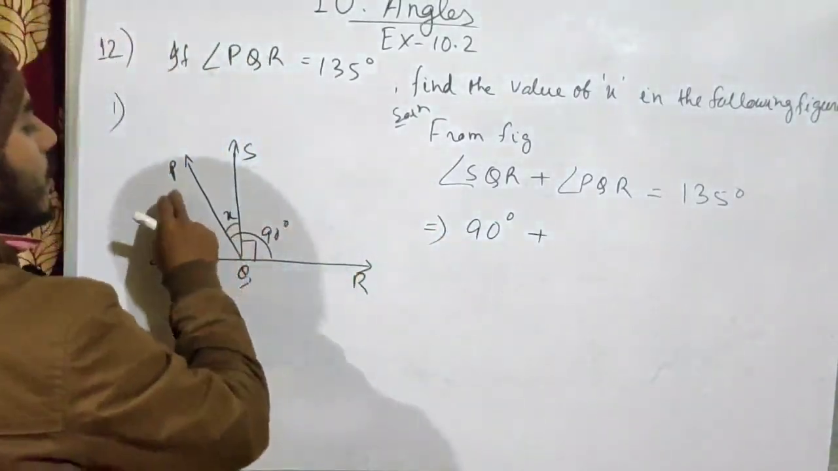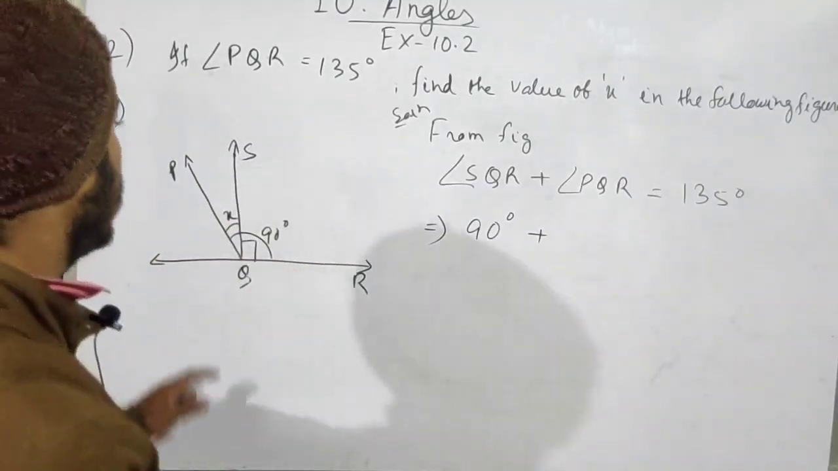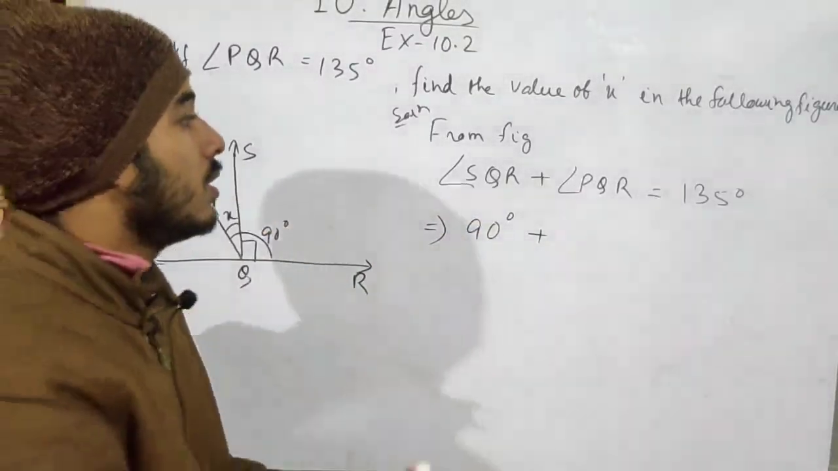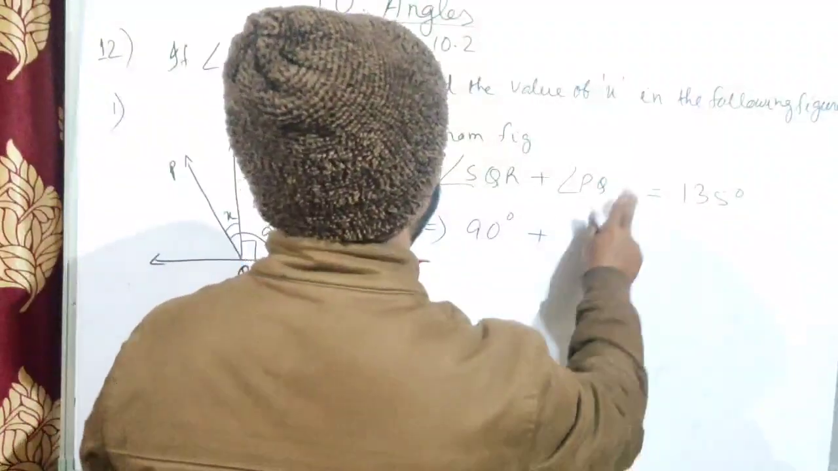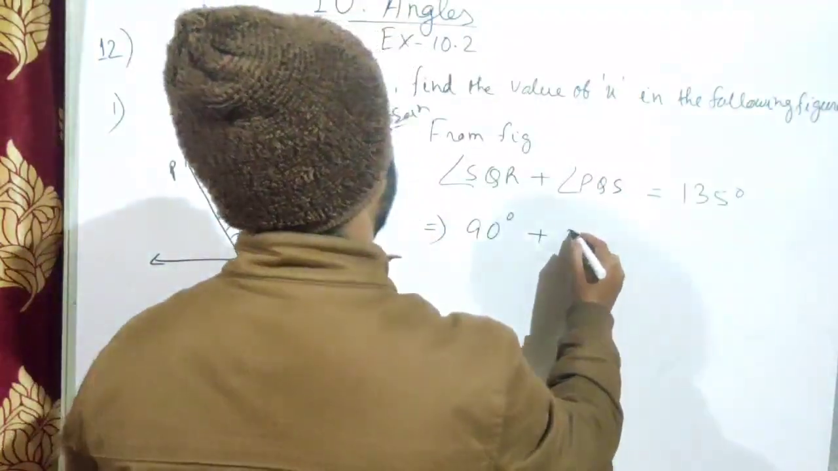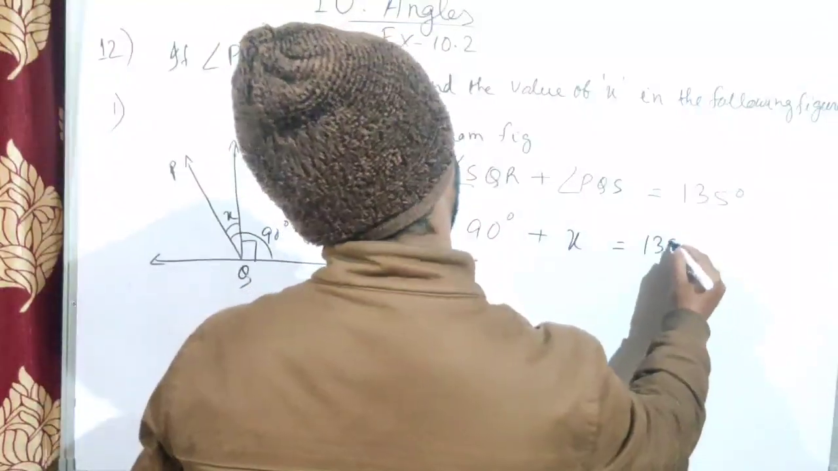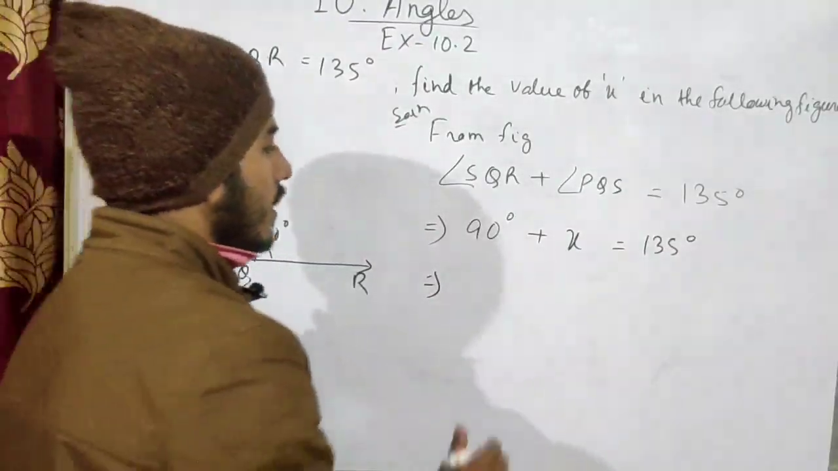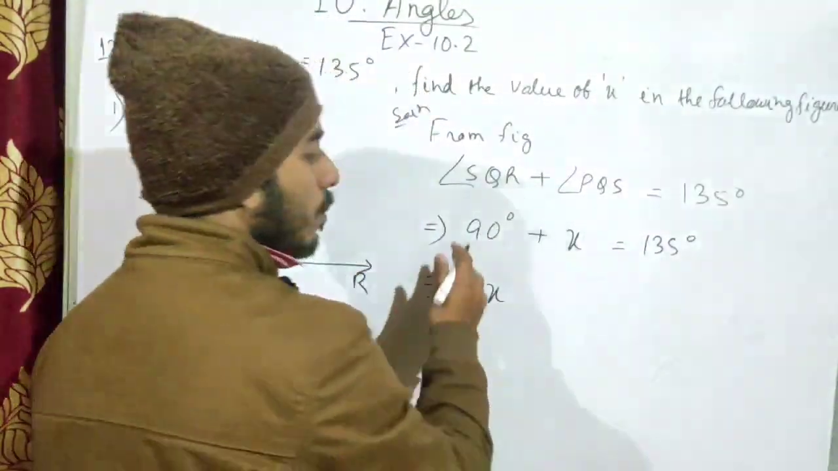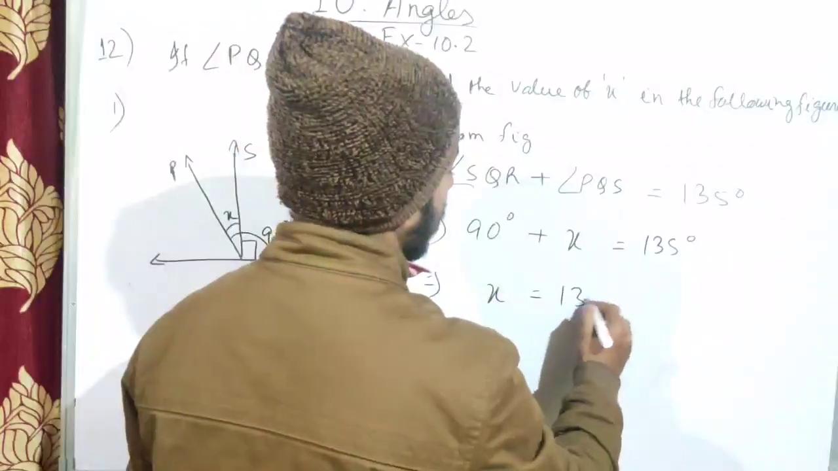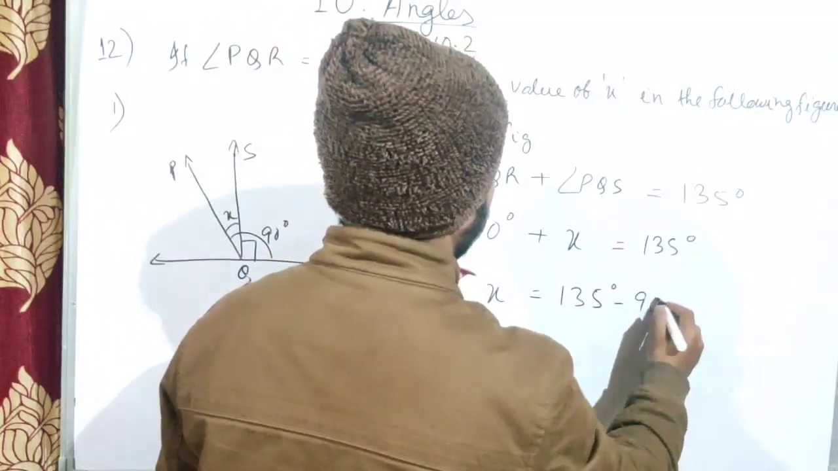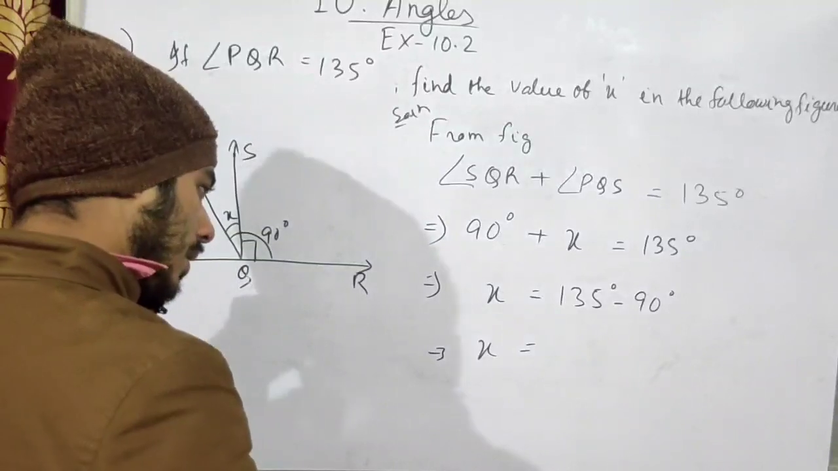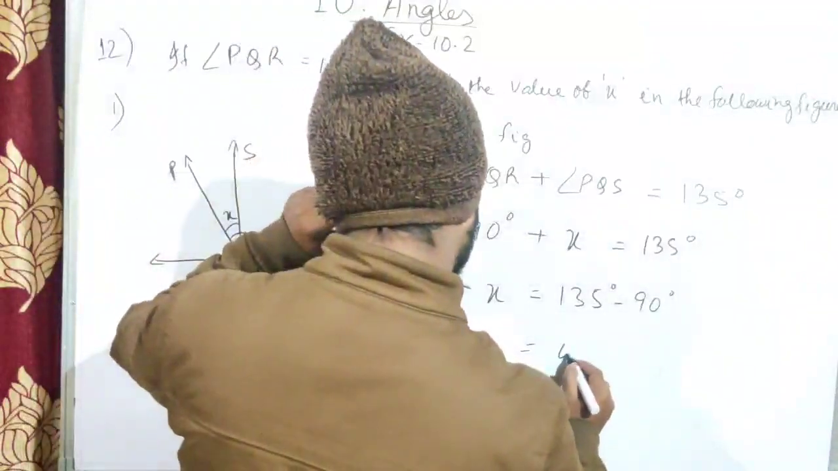Next, PQS, its value is x. So 90 degrees plus x equals 135 degrees. Now we change the side: 90 degrees is positive, so when we change the side, it becomes negative, so it will be 135 degrees minus 90 degrees. So x equals how much? 45 degrees, isn't it? x equals 45 degrees.